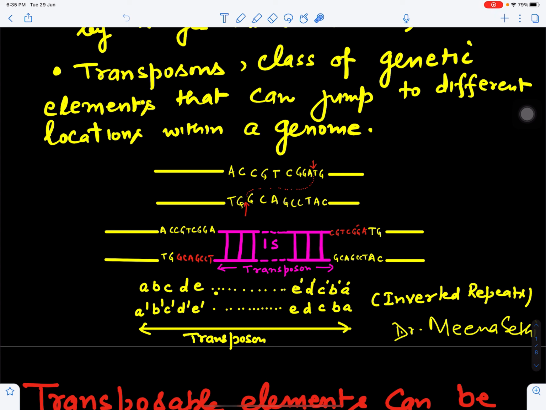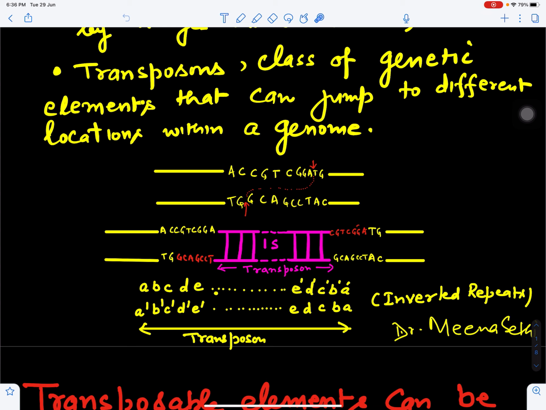Now next, this is a transposon. I'm going to explain about inverted repeats in this sequence. Like this is the transposon. This part is called an inverted repeat. A, B, C, D, E. Now here we can see on the opposite strand, this will be A, B, C, D, E. So this is called an inverted repeat. It means the same sequence is being repeated, but in an inverted manner. So this is called inverted repeats.